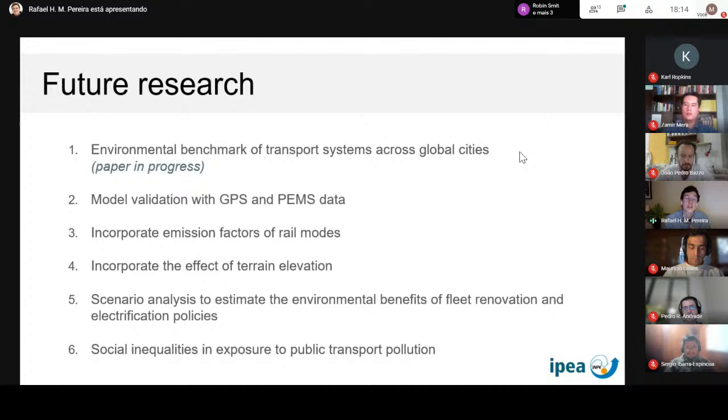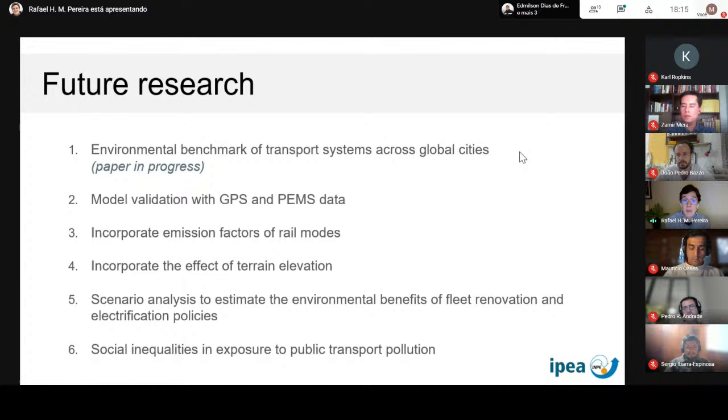And ultimately, we believe one of the powerful aspects of this kind of method that we are developing is that it makes it very simple and very easy to do scenario analysis, not only to compare cities, but also to estimate the impact of different policy scenarios. Let's say you want to electrify 20% of your fleet, or you want to renew 50% of your fleet, what impact those policies would have, and how those impacts would be spatially and temporally distributed across the city.